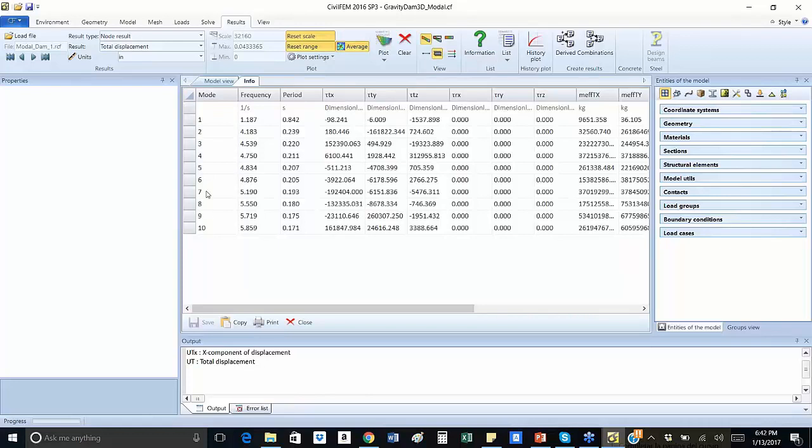Now we can see a table here: the frequency in hertz and the reciprocal, which is the period in seconds. So you could think of hertz as 1 over s. We only requested the eigensolution to provide the first 10 modes.